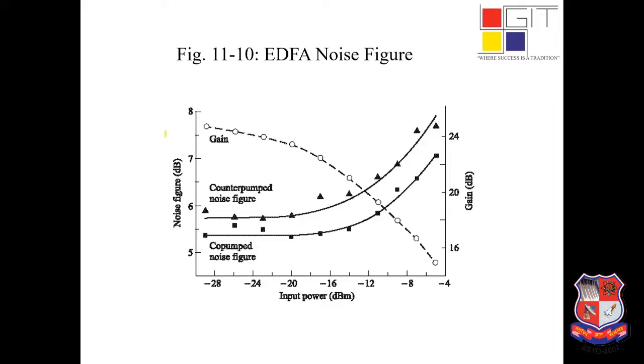EDFA versus noise figure. This is a three-way graph. As you can see here, you have three different axes. On the left y-axis, you have your noise figure. On the x-axis at the bottom, you have your input power in decibels per meter, and on the right y-axis, you have your gain in decibels.